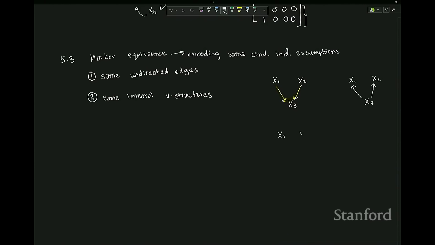Yes? Same count, or is it the exact same V structure? Exact same V structure. Yeah, so let me draw out an example.